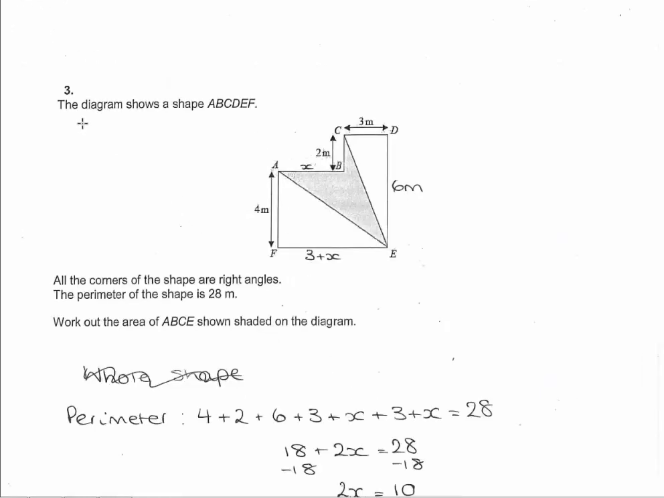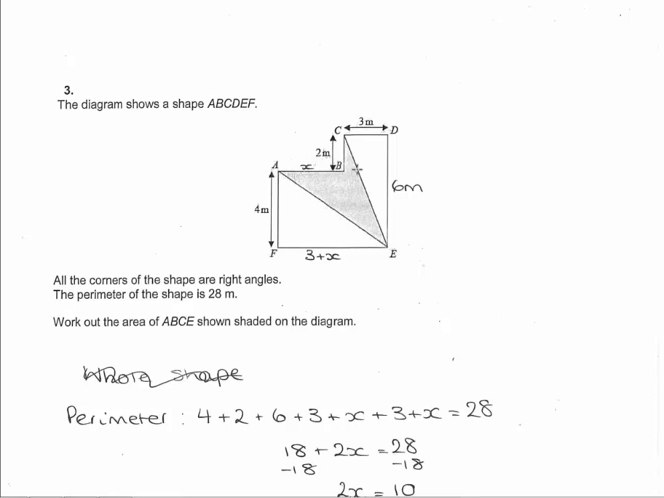Question 3. The diagram shows a shape ABCDEF. All the corners of the shape are right angles and the perimeter of the shape is 28. Work out the area ABCE shown shaded in the diagram. Now, the first thing you've got to do is work out what these missing sides are. We know this is 6 because this part here is 2 and this part here is 4, so this part here is 6. But if we don't know what that is, well, let's call it x.